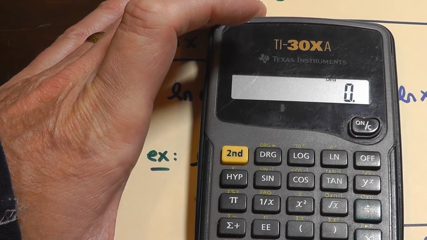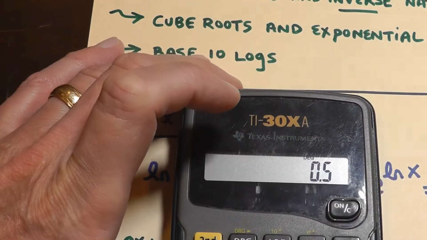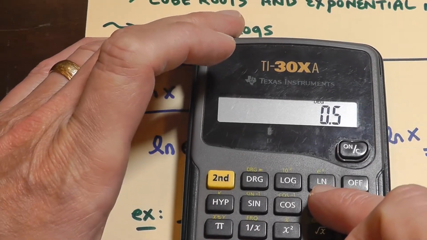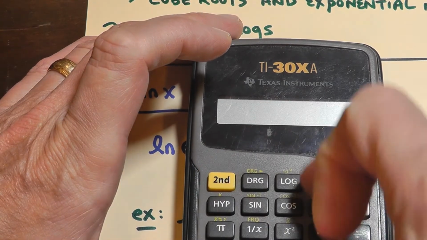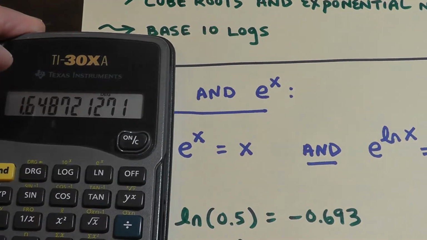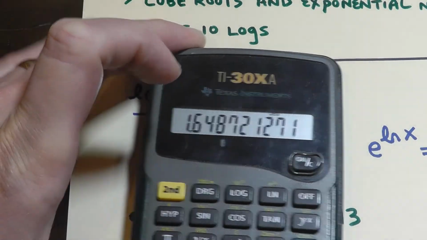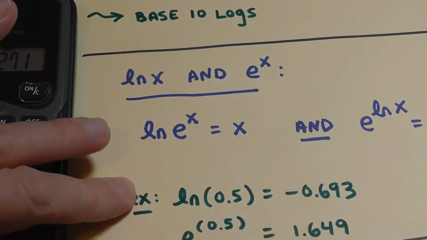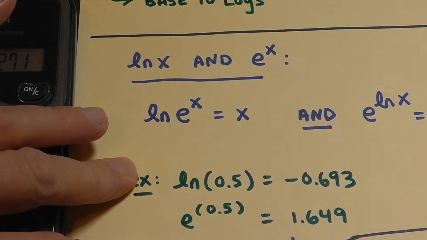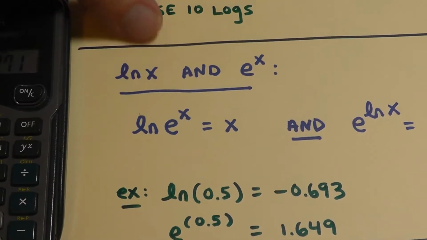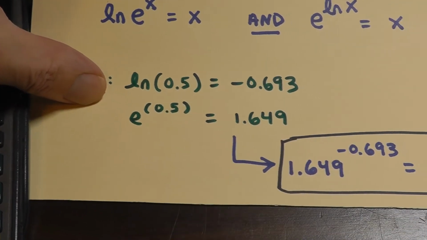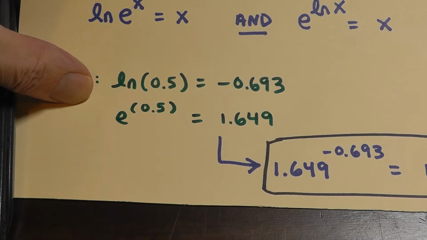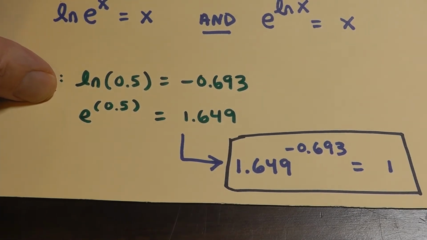So now I'm going to go 0.5, and I'm going to go to the same button as the natural log button, and I'm going to hit second e to the x, and I get 1.649. Now the thing is, to prove that an e to the x and a natural log sort of undo each other, you will notice that if you do 1.69 to the negative 0.693 power, you get 1. That kind of proof that they cancel each other out.